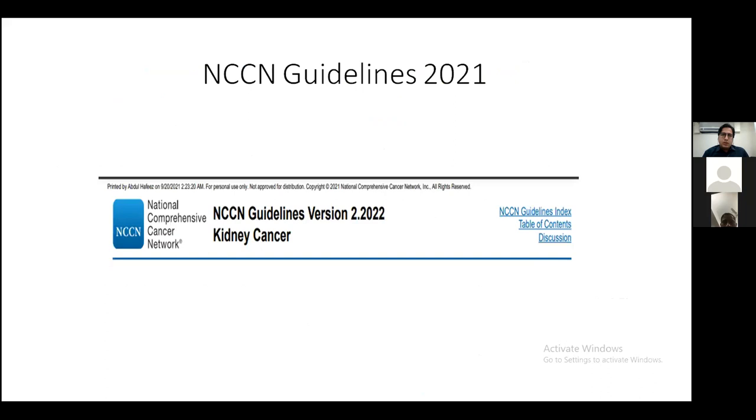So now we come to the NCCN guidelines. What do the guidelines say about it? We have seen the literature, and I have just described how you proceed with a patient who has a metastatic lesion. So, looking at the 2021 NCCN guidelines, what does NCCN say?